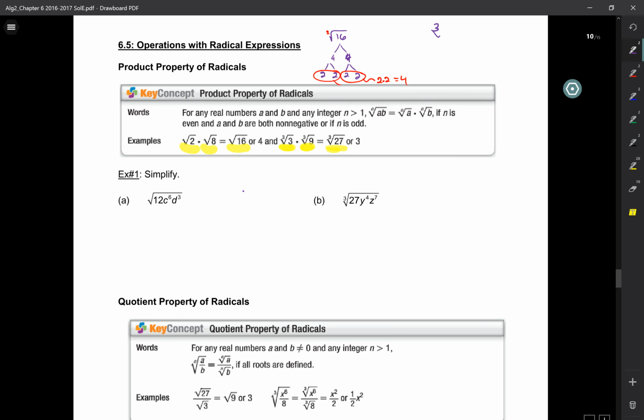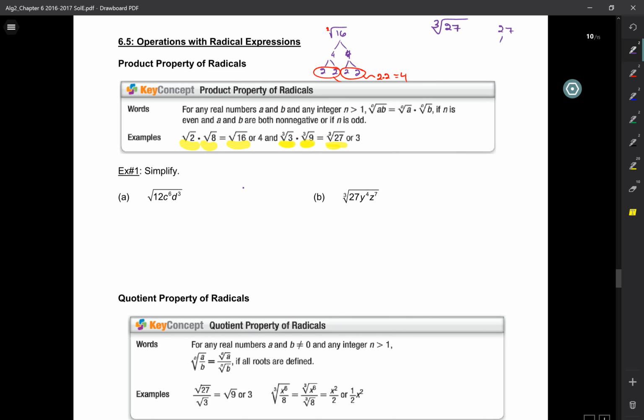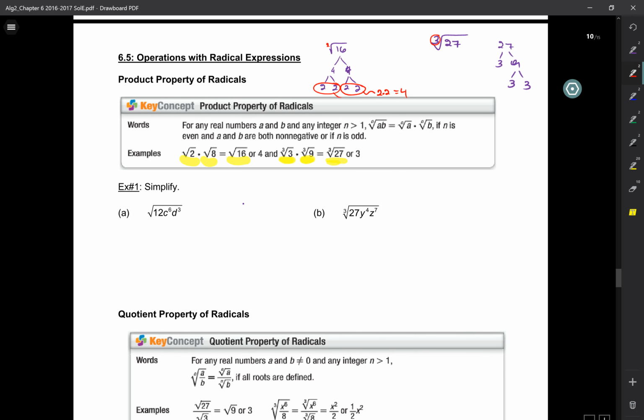Now, what if you have the cube root of something, the cube root of 27? Well, now 27 is 3 times 9, which is 3 times 3 times 3. Since you now have a cube root, that index is 3, so you have to group the factors by 3's. Here you group them by 3's and they come out as a single 3. That's why the cube root of 27 is 3. So if you had the fifth root of something, what would you group them by? 5's.